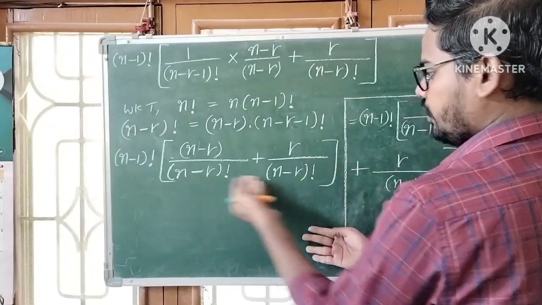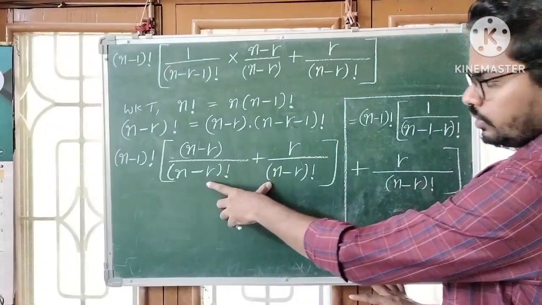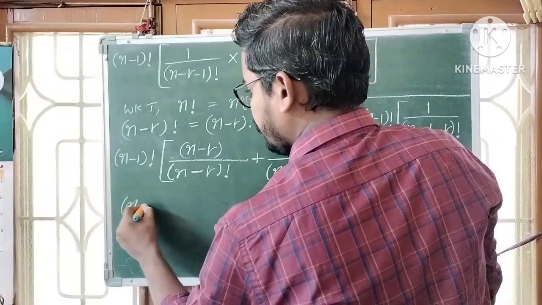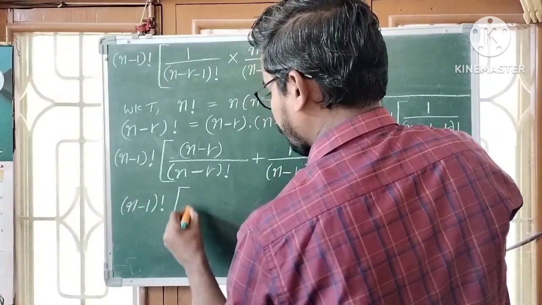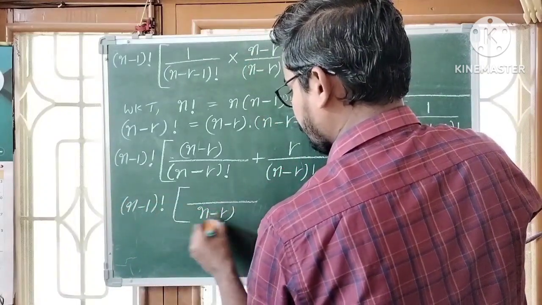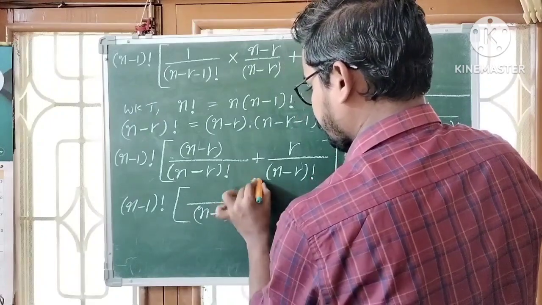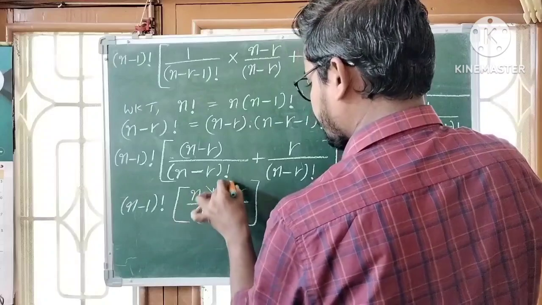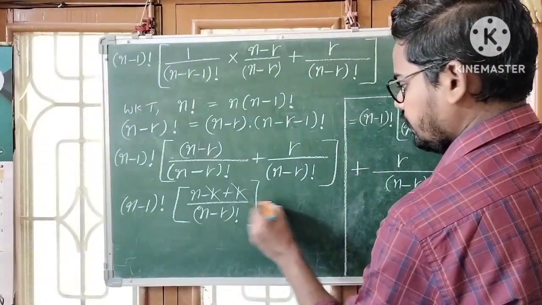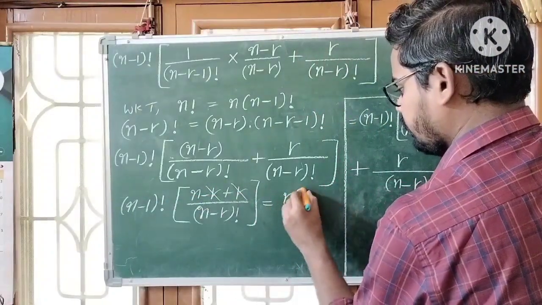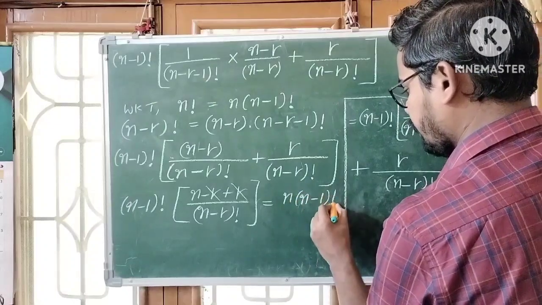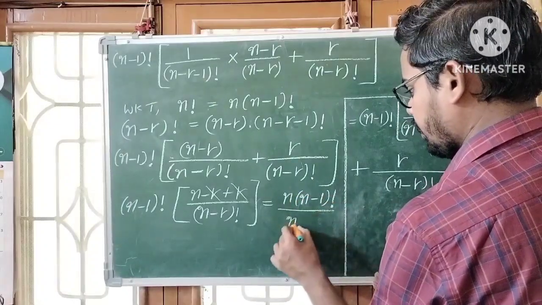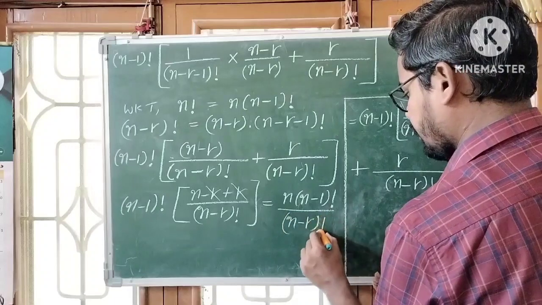So now the denominators are the same. Write the common denominator n minus r factorial and add the numerators: n minus r plus r. Minus r plus r get cancelled. So we get n into n minus 1 factorial by n minus r factorial.